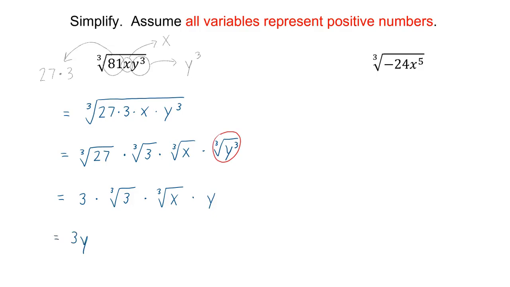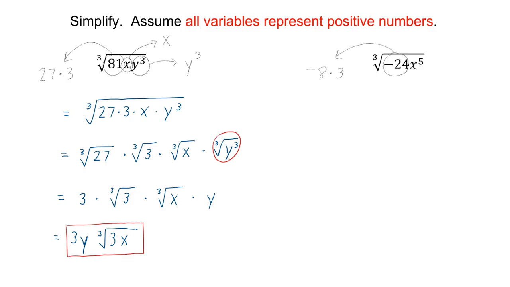Putting together our factors outside of the cube root symbol gives us 3y, and putting together our factors inside the cube root symbol gives us the cube root of 3x. Let's look at the example on the right. Here we need to simplify the cube root of negative 24x to the fifth.